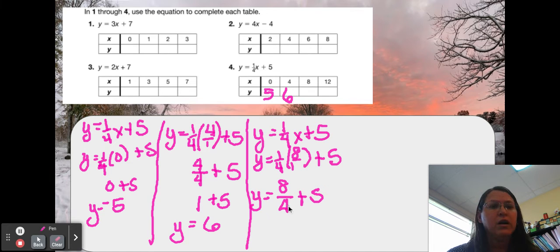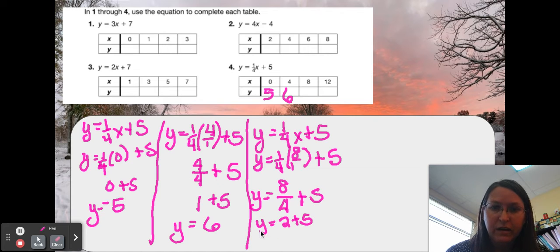8 over 4 is a fraction, but it's also a division symbol. So 8 divided by 4 would give me 2 plus 5 equals y. So y equals 2 plus 5 is 7. So I am going to put 7 right here.